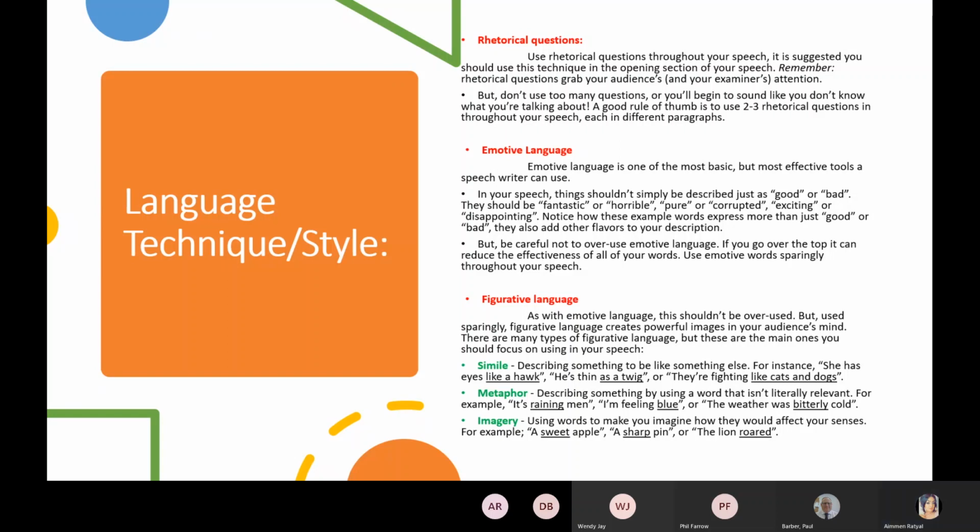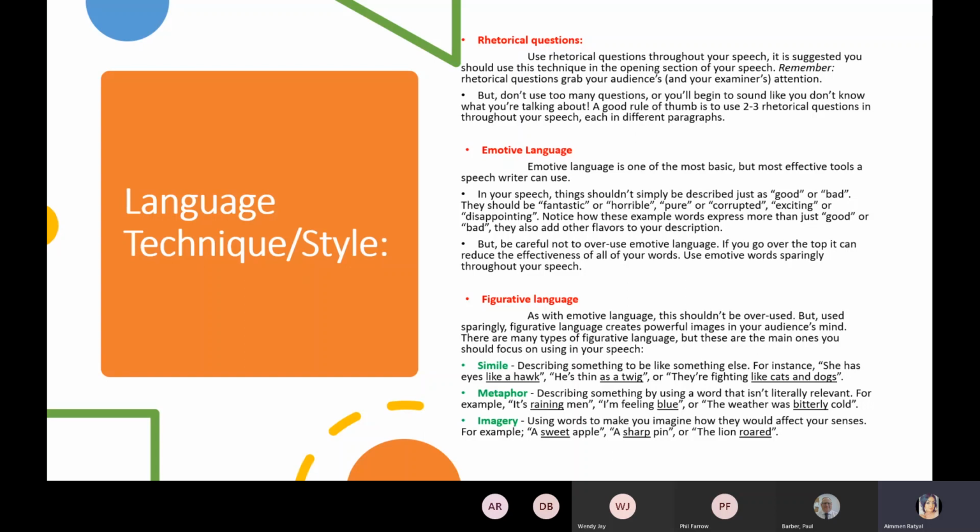Figurative language. As with emotive language, this shouldn't be overused, but used sparingly. Figurative language creates powerful images in your audience's mind. There are many types of this language, but these are the main ones you should focus on in your speech. A simile, describing something to be like something else. For instance, she has eyes like a hawk, he's thin as a twig, or they're fighting like cats and dogs.